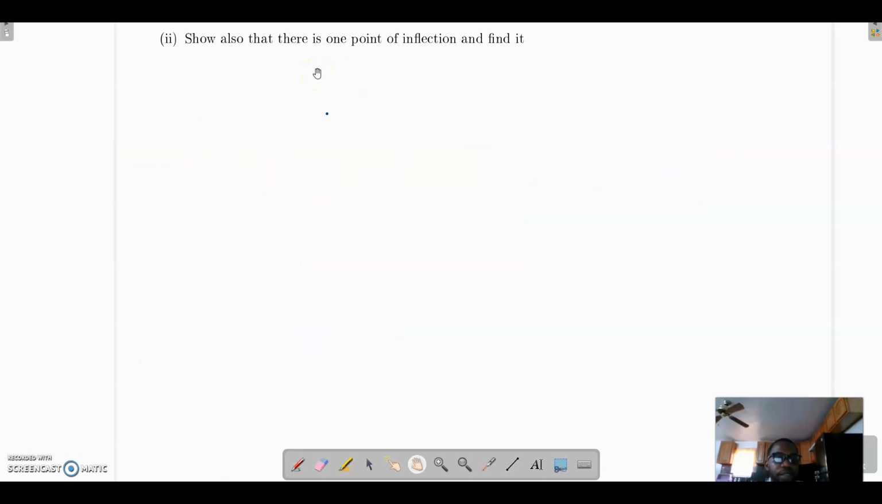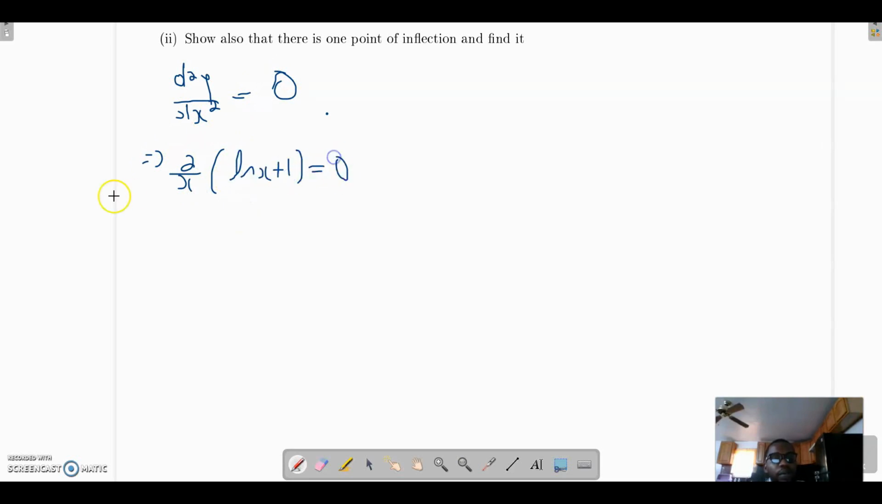Next question says, show that there is only one point of inflection. Find it. Now, the point of inflection occurs when the second derivative is equal to 0. So this is when d squared y over dx squared is equal to 0. Now, according to our information, this would imply that 2 over x into ln x plus 1 is equal to 0. Now, the concept is that if two things multiply to give you 0, one of them must be 0. So I'm going to have 2 over x is equal to 0, or ln x plus 1 is equal to 0. Now, clearly this cannot be solved, so this is not applicable.